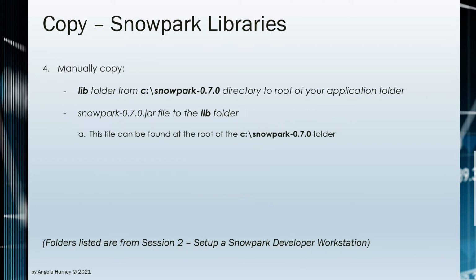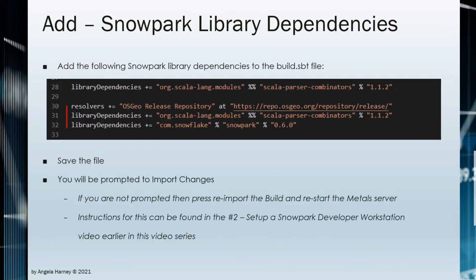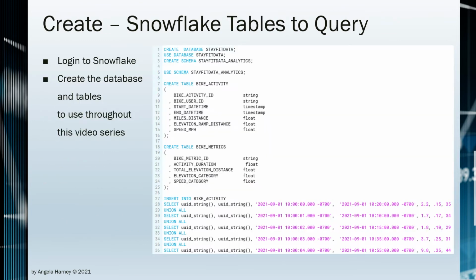Copy the lib folder from the Snowpark directory and the snowpark.jar file from the root of the Snowpark directory, both to a lib directory below your project folder. You will also need to add the following 3 lines of dependencies to your build.sbt file. We will be working with a sample fitness company. Create the following database and tables in Snowflake so that you can follow along with the steps in this video series.